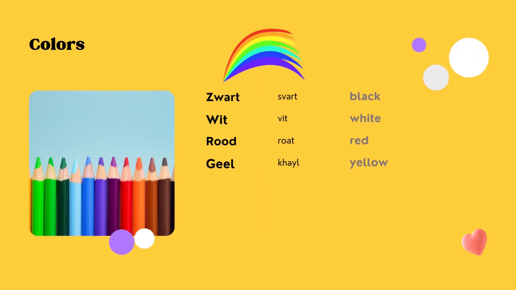Okay, let's go to the next one, and that is blue. Blue, and that is blauw. Blauw. So the English word blue in Dutch means blauw.